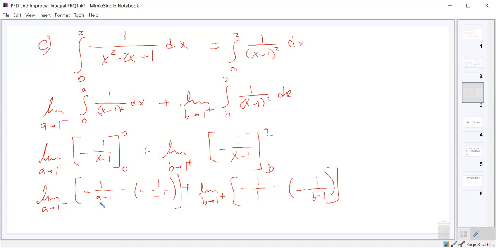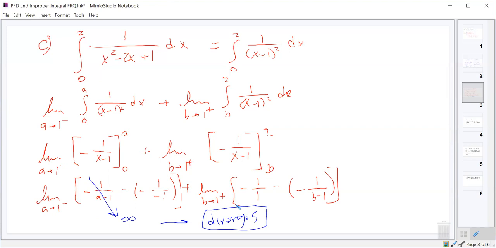And as a approaches 1 from the left, what do we end up with here in the negative 1 over a minus 1? This piece right here, as a approaches 1 from the left, like 0.999, this becomes a very, very small negative. And we have a negative 1 divided by a very, very small negative, which becomes, no, it should become positive infinity. The negative and a negative. But this becomes infinity, which immediately tells us we can stop working. We have no more work to do, this integral diverges.